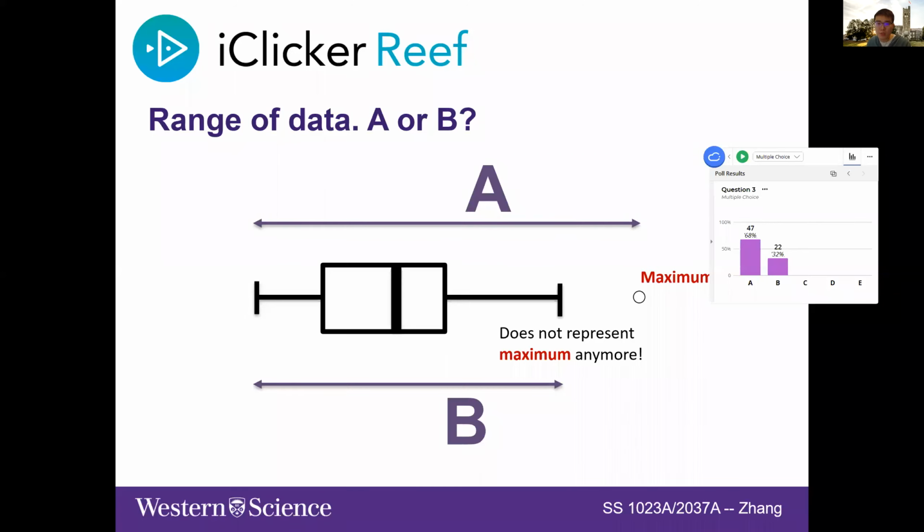If the maximum or minimum were outliers, would you remove it from the box plot? No, we don't remove it. We just note it here. We just use the dot to give the reader a sense that, okay, we have an outlier here. But whether you want to remove it or not depends on the judgment of the readers.